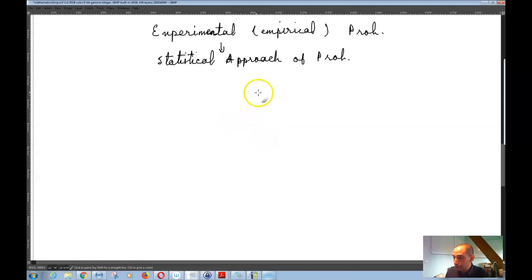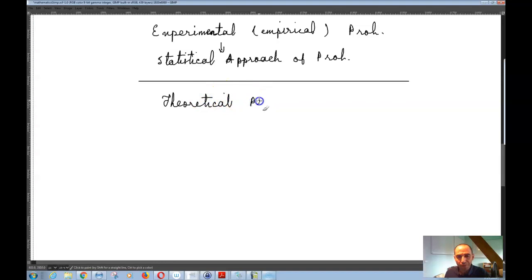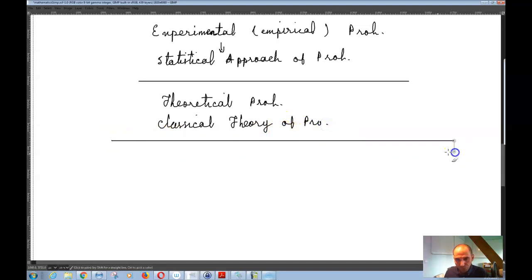And then we had something else which we did in the last chapter, which we called theoretical probability. That has been called the classical theory of probability. Okay.